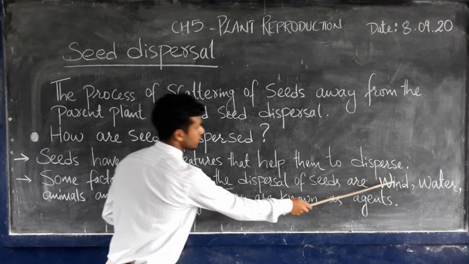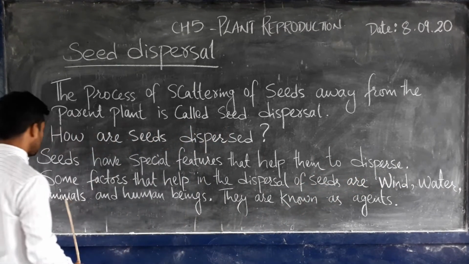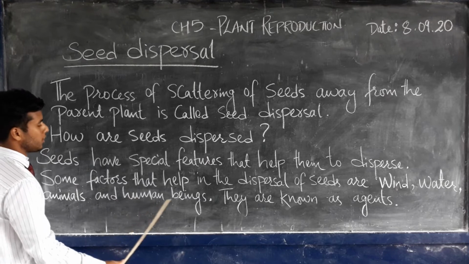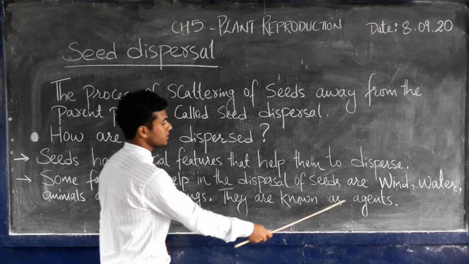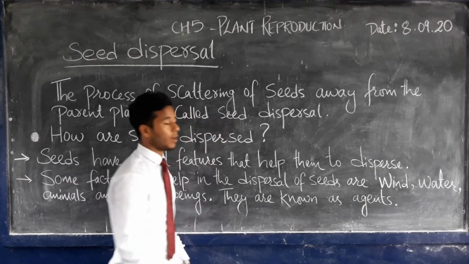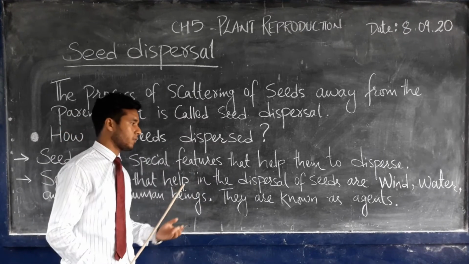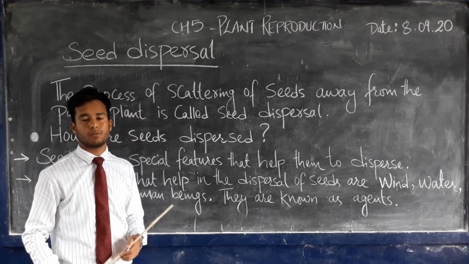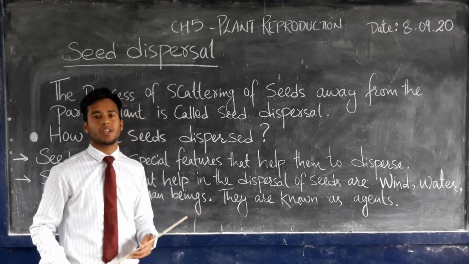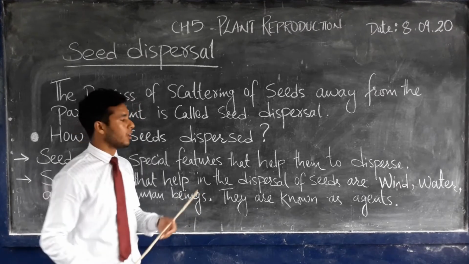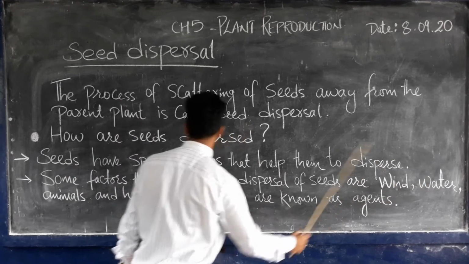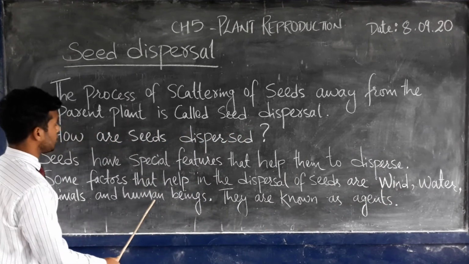These factors like wind, water, animals and human beings are known as agents. So what are the agents for seed dispersal? If this sort of question comes in your exam, what you can write is: the agents which help in the seed dispersal are wind, water, animals and human beings.